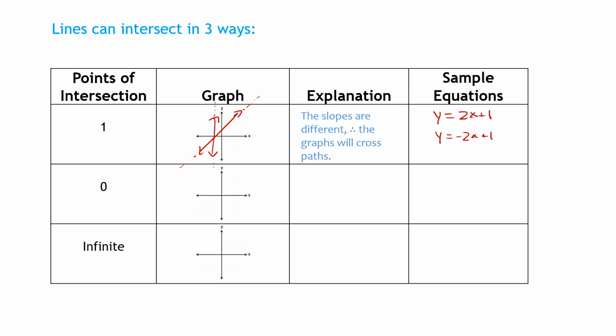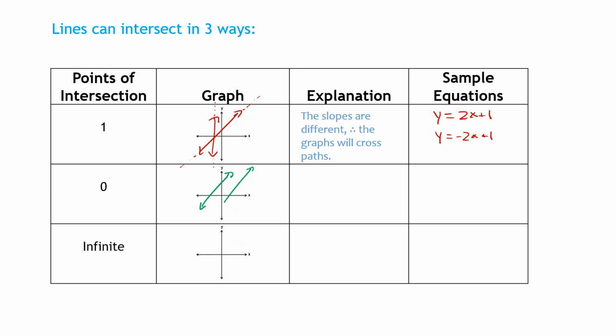Those equations don't match the graphs I just gave you, but the point is the slopes are different, so they're going to cross once. Now what about if we have 0 points of intersection? How could that be? Is it possible for two lines to never ever cross each other? It is if I draw them like this. So here's one line. How could I draw another line that would never ever cross that line?